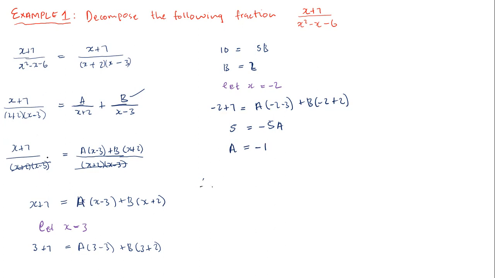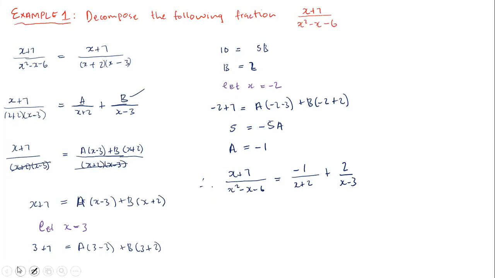Therefore, we can see that this original fraction, x plus 7 divided by x to the power of 2 subtract x subtract 6, will be equal to which decomposed fraction? Now we know the value of a, which is negative 1. So that means we have negative 1 all over x plus 2, plus, what is the numerical value of b? We just found that b is equal to 2. We substitute 2 over there. We're going to have 2 over x subtract 3. And therefore, this is how we solve this question over here.